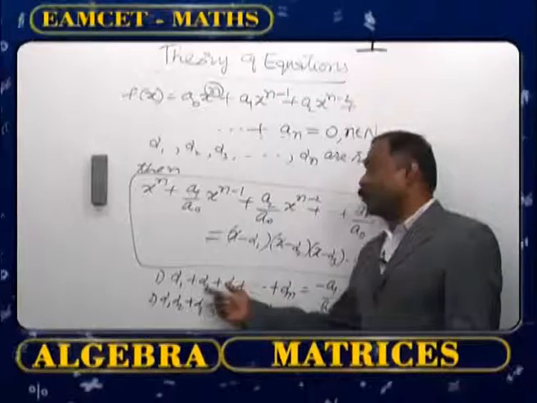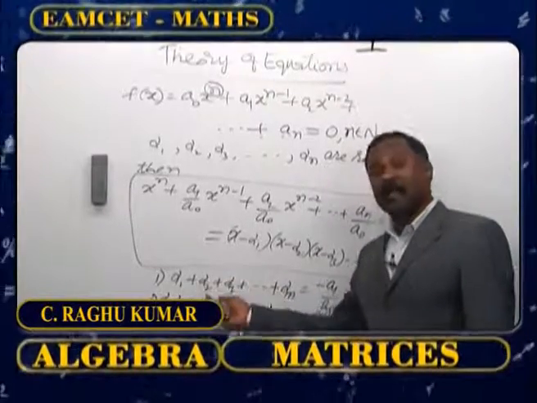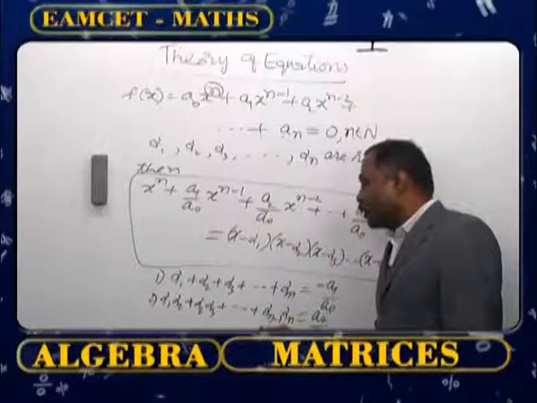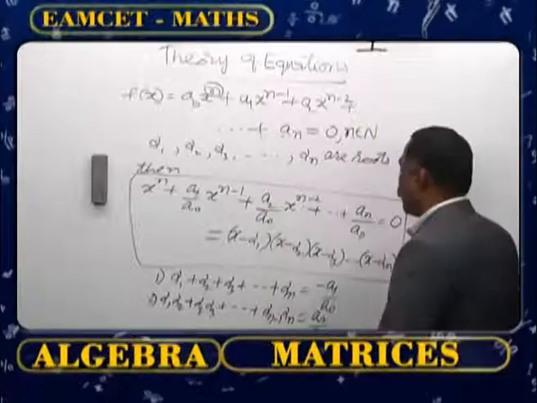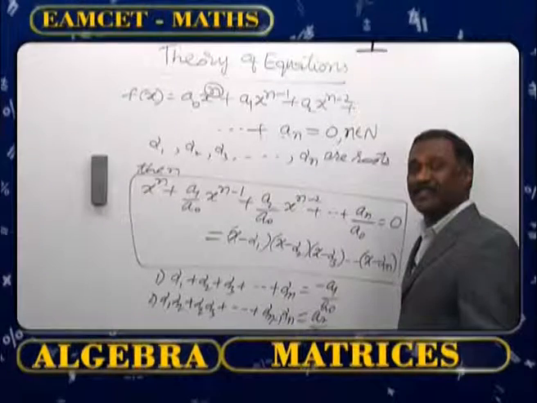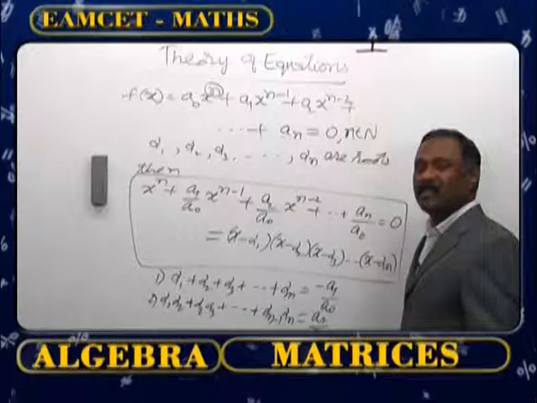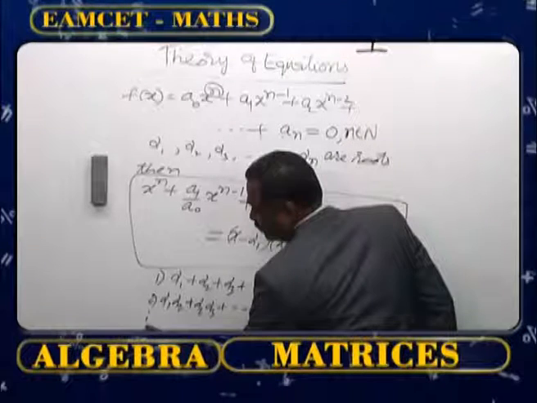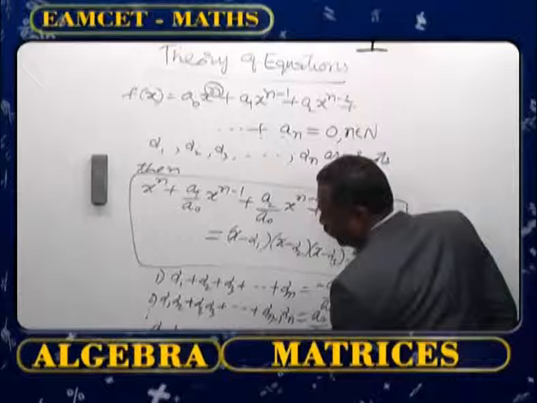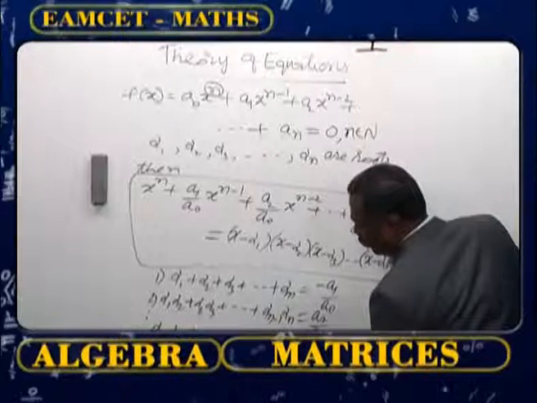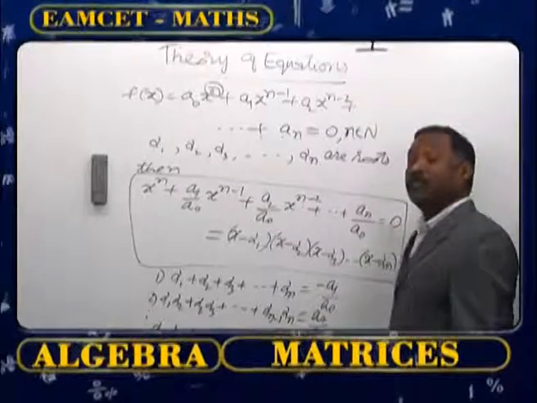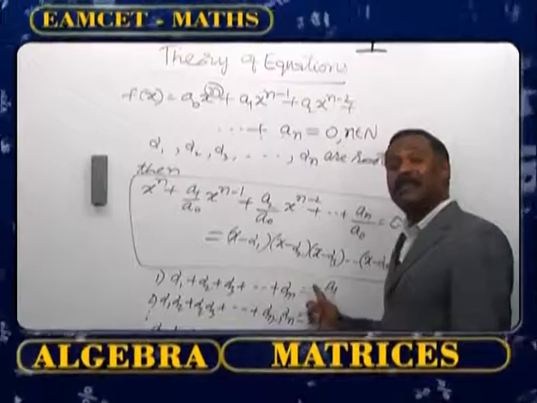Taking the roots one at a time, the sum of the roots taken one at a time, the sum of the roots taken two at a time, the sum of the roots taken three at a time. Like that, you will finally get the sum of the roots, the product of the roots, the sum of the roots taken all at a time. Sum of the roots taken all at a time means, finally going on like this, you will get the product of the roots alpha 1, alpha 2, alpha 3, and so on, alpha n, as minus 1 whole power n into a n upon a naught.